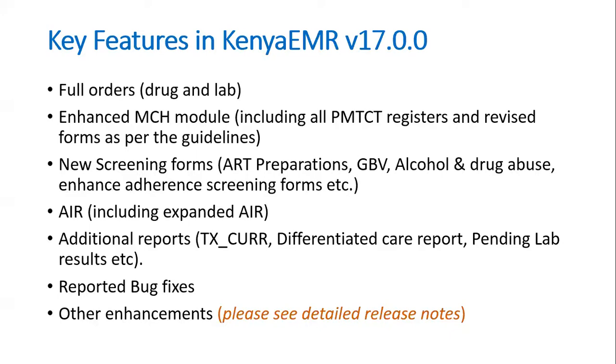The next thing you're likely to see is the automated indicator reporting, and this includes the expanded AIR as well. So you're likely to see that. Then there are additional reports, especially on TX_CURR, differentiated care reports, and pending results. There is more that you're going to see in the next slides touching on this. We are going to have some screenshots touching on this.